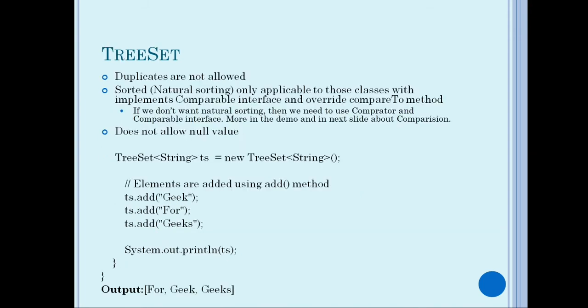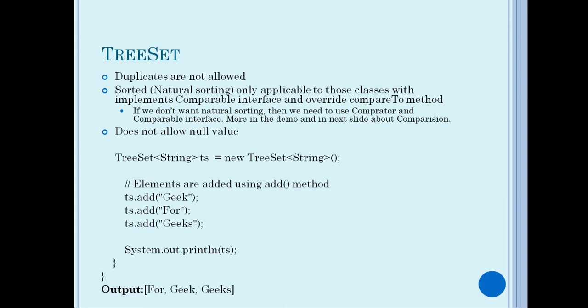TreeSet implements a set, so duplicates are not allowed, because this is the basic behavior of sets. The values we add into the set are sorted on natural sorting. What it means is that your classes or models implement the comparable interface and override the compareTo method. We'll see more in detail in the demo what comparable is and how we use that. But if we need natural sorting, we need a class which is going to live inside the TreeSet that implements the comparable interface and overrides the compareTo method.